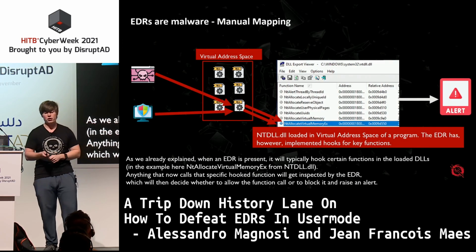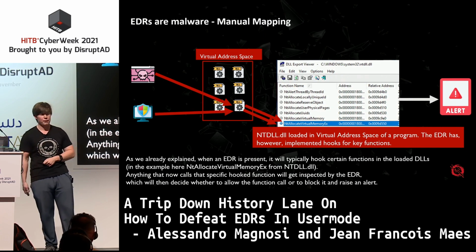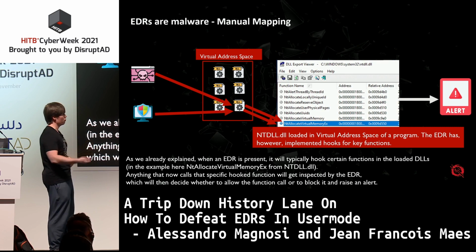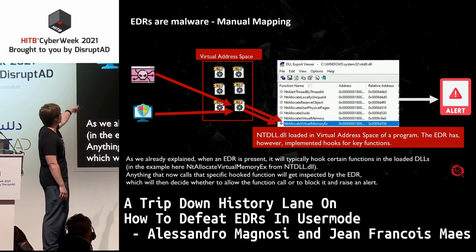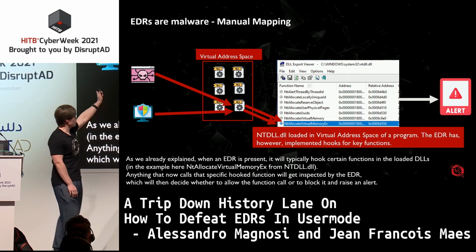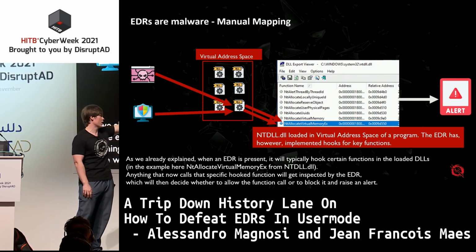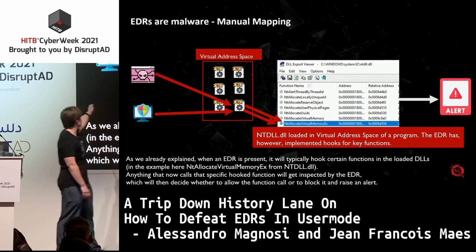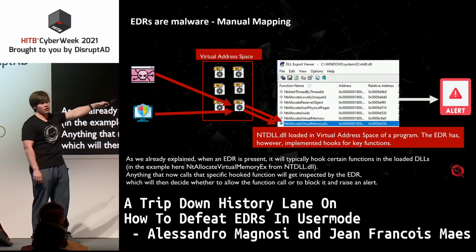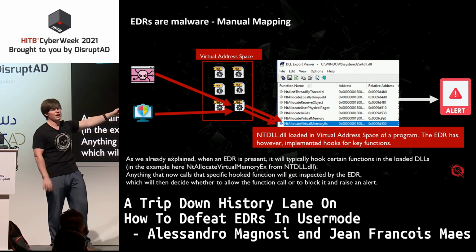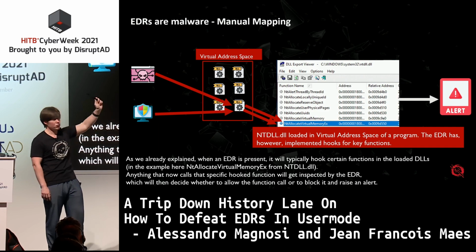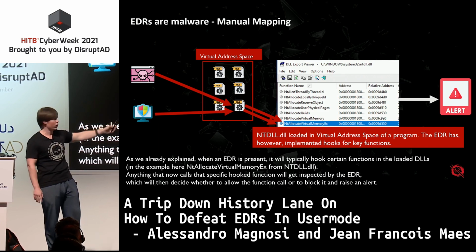The first thing is what we call manual mapping. First let's see how it normally works. This is the EDR, this is the malware. I am malware, I want to call an NT function, so I'm going to call NtAllocateVirtualMemory. Well, guess what? My EDR is hooking that function as well. So the EDR is going to see my API call, say that looks kind of suspicious, block my execution, and throw an alert. That is the normal flow.